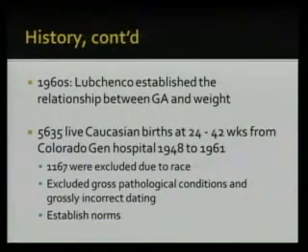And this data included 5,635 live Caucasian births dated by their last menstrual period. 1,167 were excluded due to race. They also excluded any grossly pathological conditions, such as anencephaly, hydrops, maternal diabetes, and any fetus that was felt to be grossly incorrect by their dates, based on the impression of the physician who delivered them.